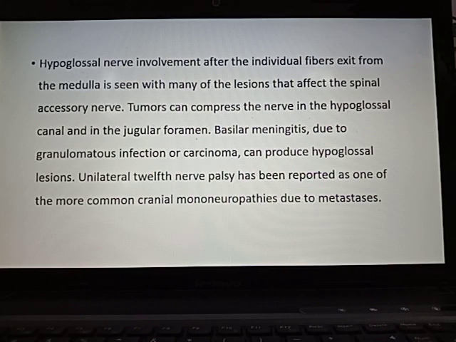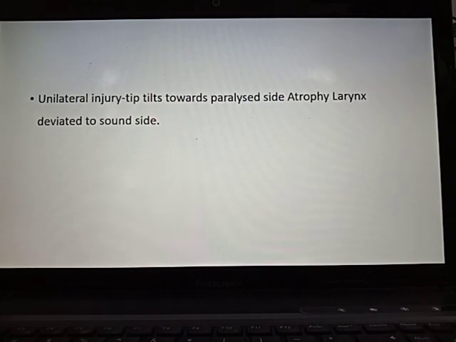Tumors can compress the nerve in the hypoglossal canal and in the jugular foramen. Basilar meningitis due to granulomatous infection or carcinoma can produce hypoglossal lesions. Unilateral 12th nerve palsy has been reported as one of the most common cranial mononeuropathies due to metastasis of cancer. And in case of unilateral injury of this hypoglossal nerve, the tip of the tongue tilts towards the paralyzed side and the atrophy, larynx deviates to the sound side.